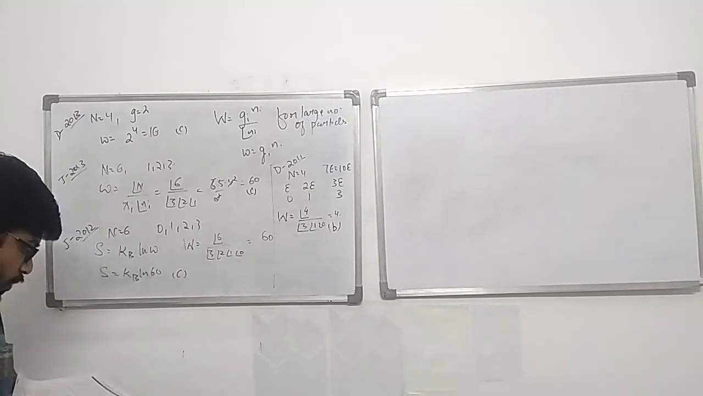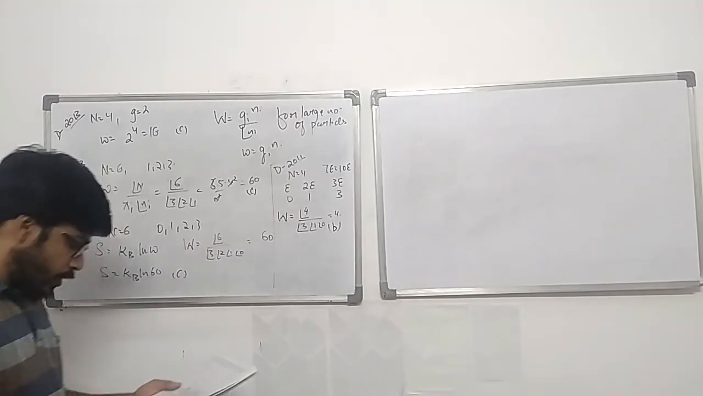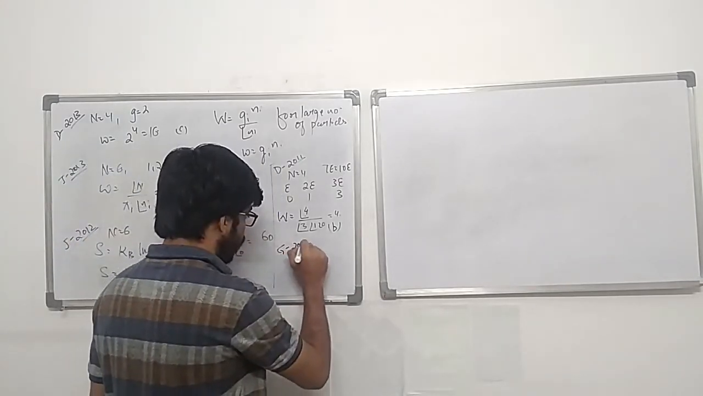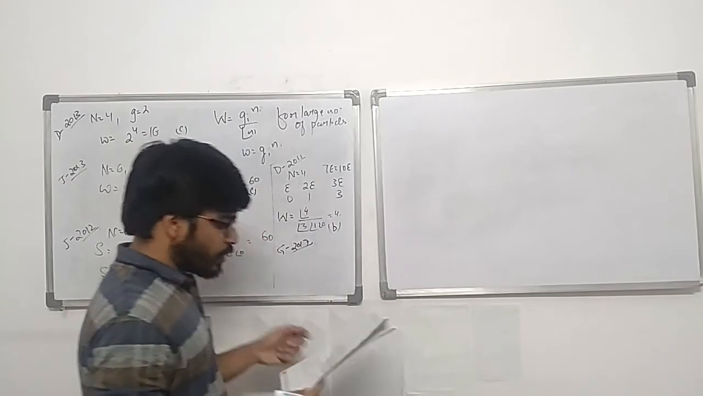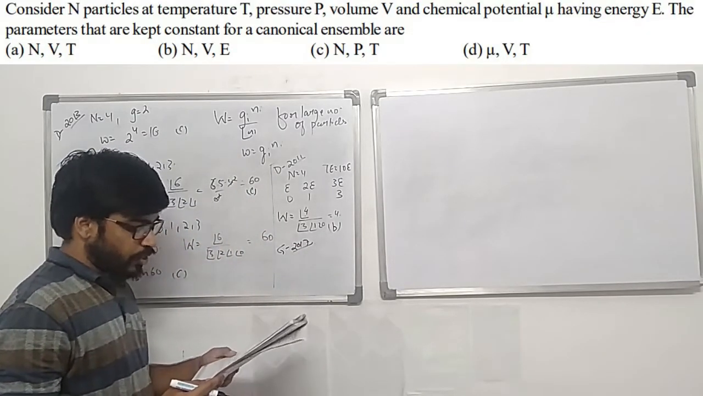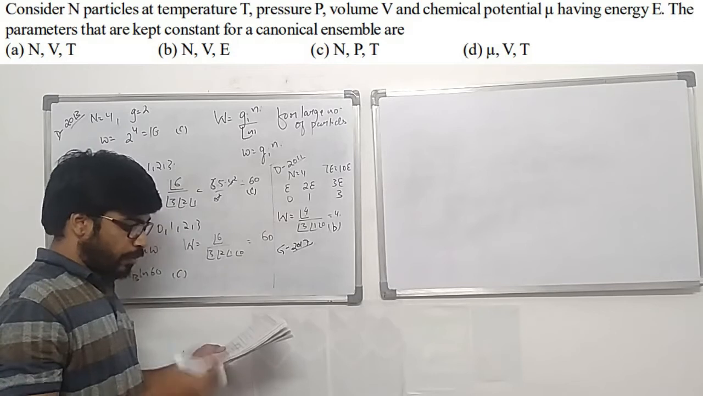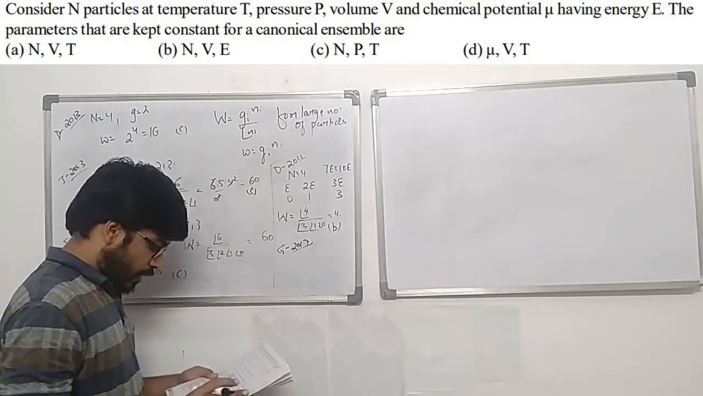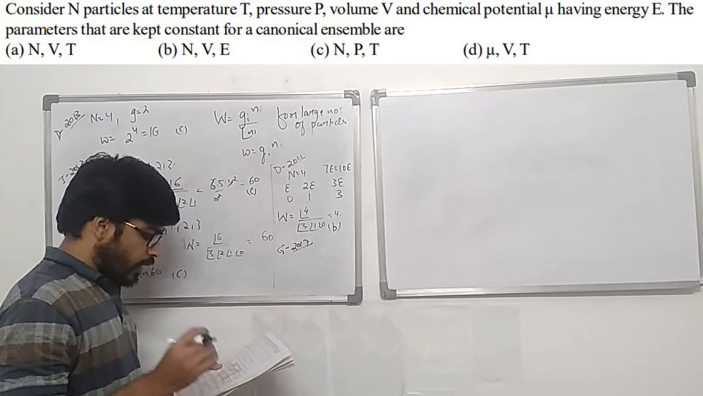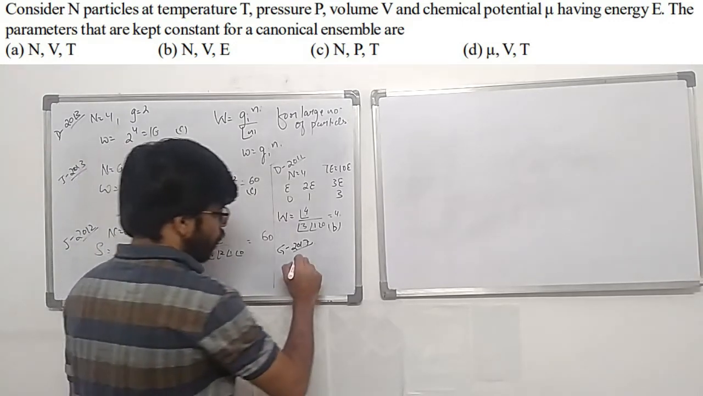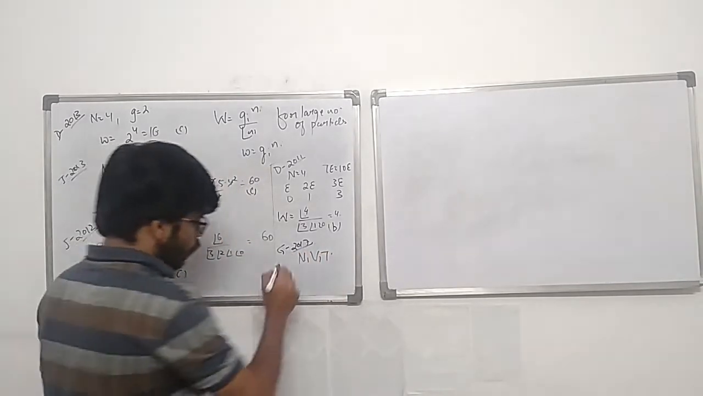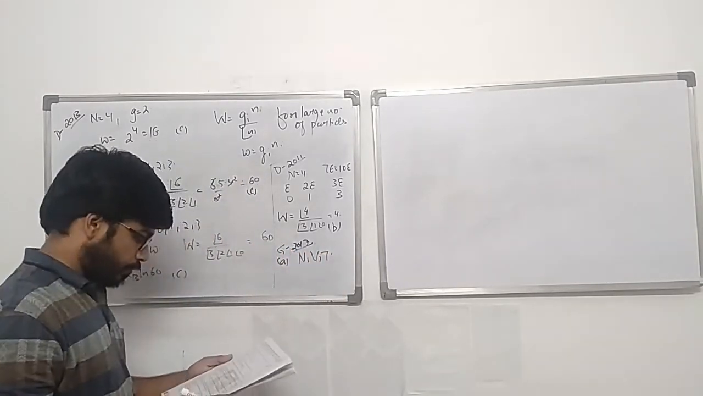Now let's take a look at the questions from GATE. We had already discussed 2 questions. Another question came in GATE 2017, a very easy question. The question says, consider n particles of temperature T, pressure P, volume V and chemical potential mu having energy E. So they have defined all the properties. Now they are saying the parameters that are kept constant for a canonical ensemble. Now for canonical ensemble it was NVT, which is given in your option number A.